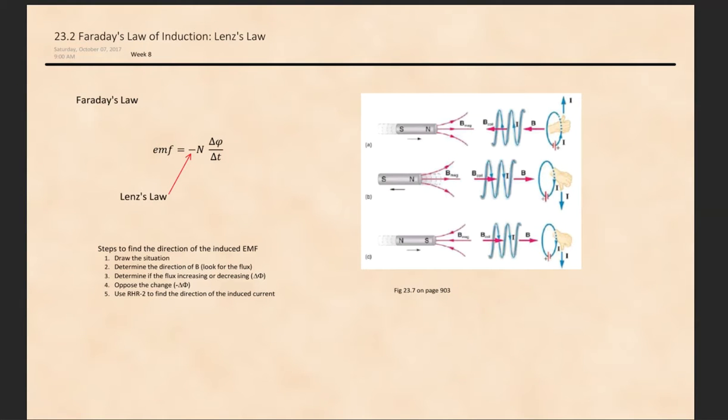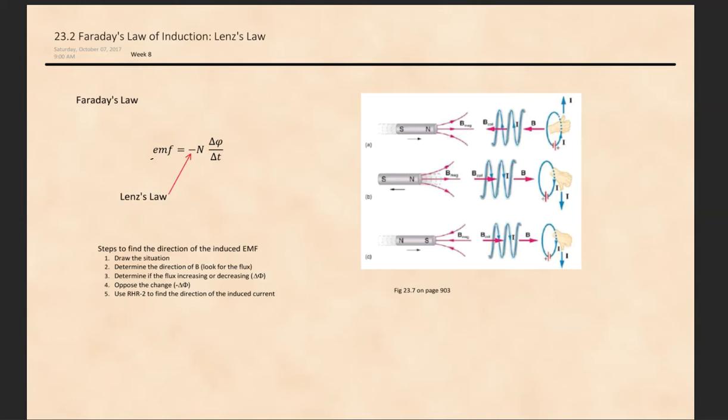Chapter 23, Section 2 is Faraday's law of induction and Lenz's law. Michael Faraday discovered this relationship between changing flux and induced EMF, or induced voltage. And that's why the equation that you see here is named after him. This is Faraday's law of induction.